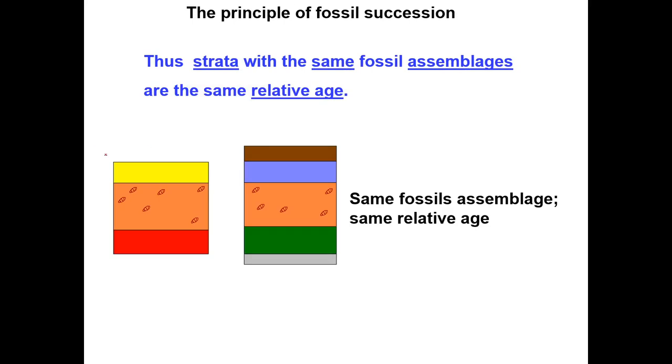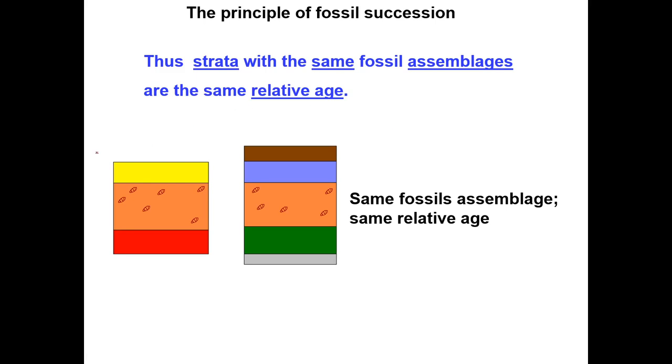So we might have two. Now you see, this is something you've got to pay attention to, because you have a pretty difficult exercise in your lecture assignment this week, okay? In that exercise, you're given three different outcrops showing different strata, and you have to figure out which strata are the same age using the fossil assemblages.